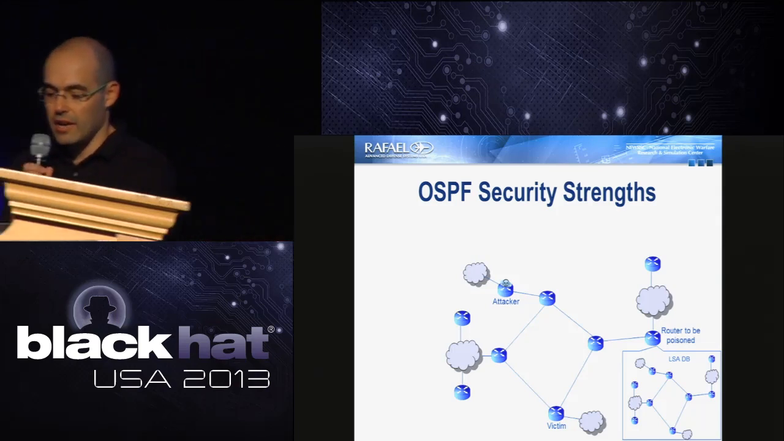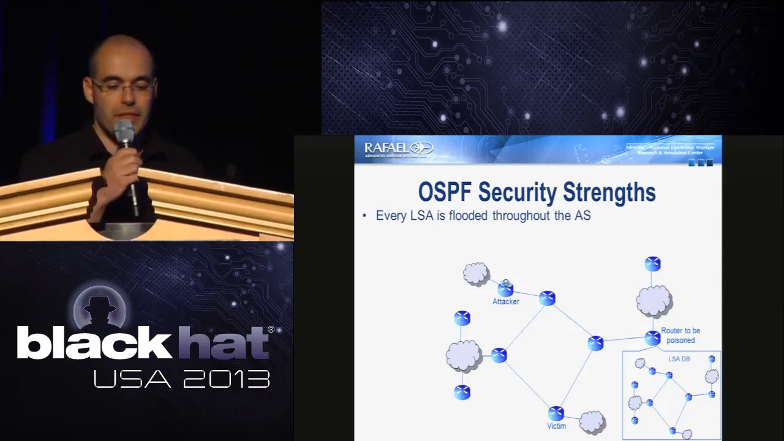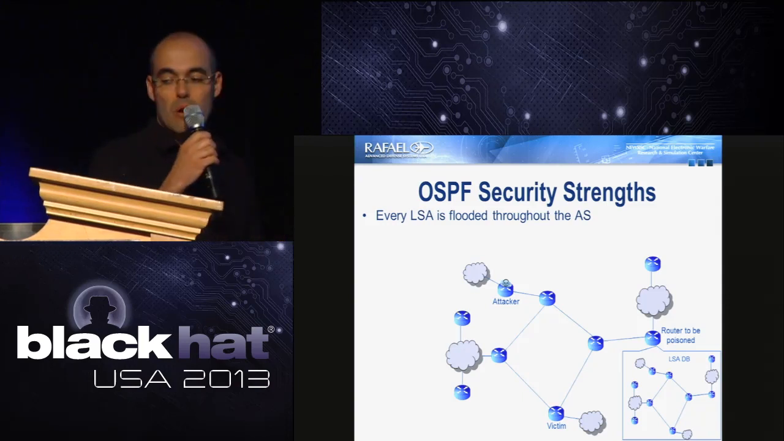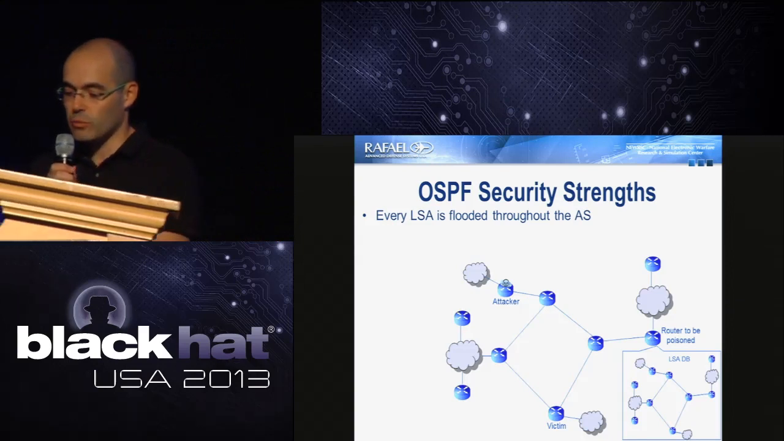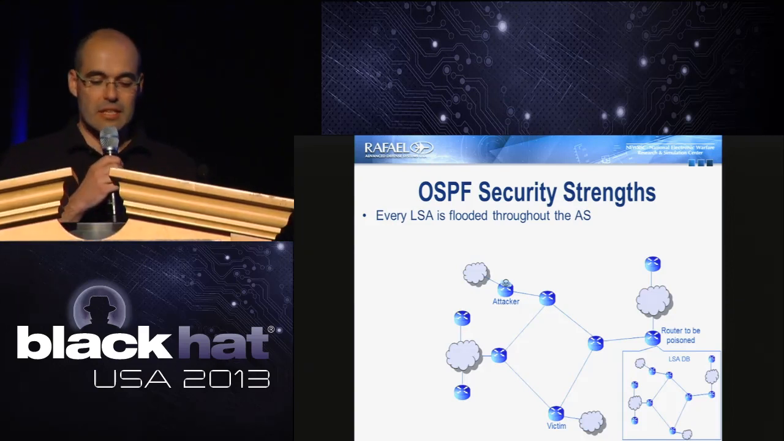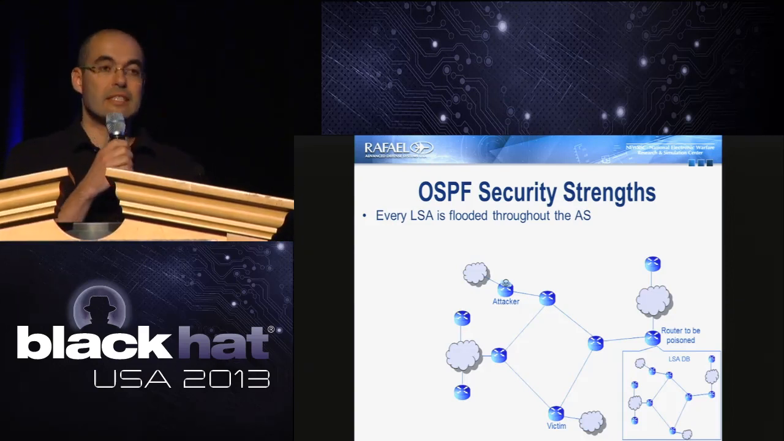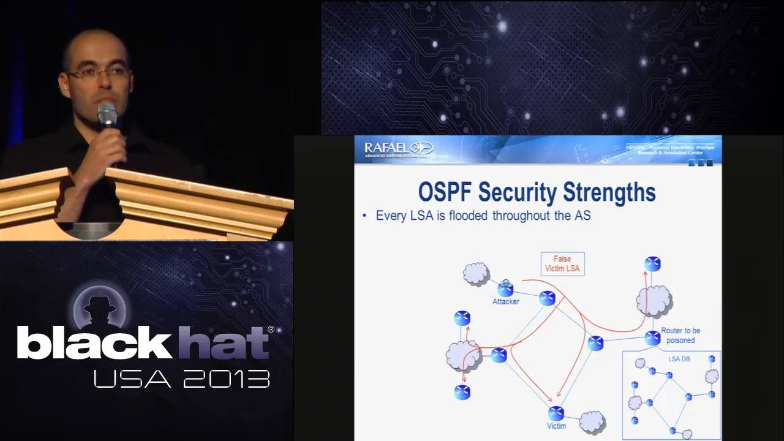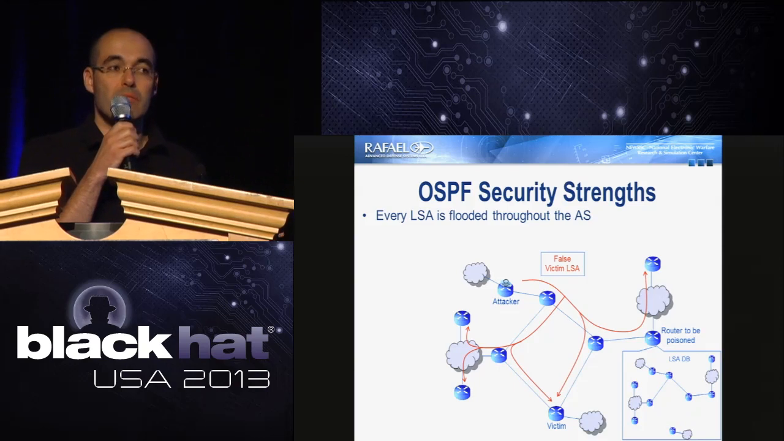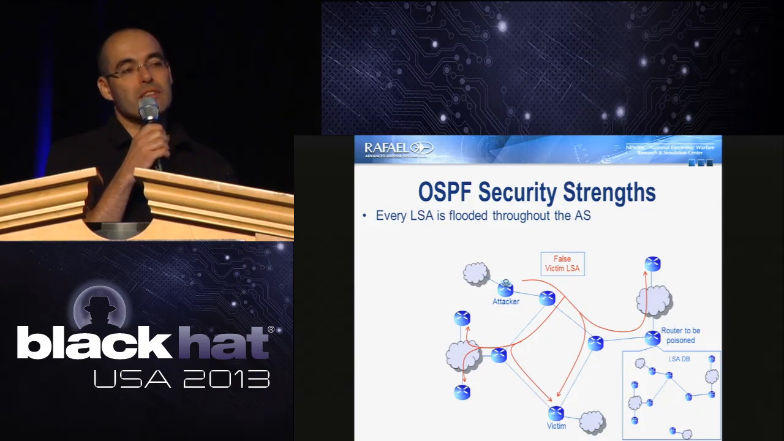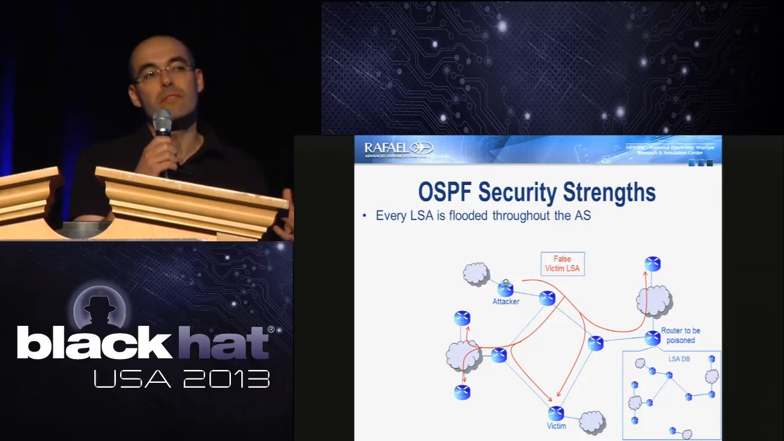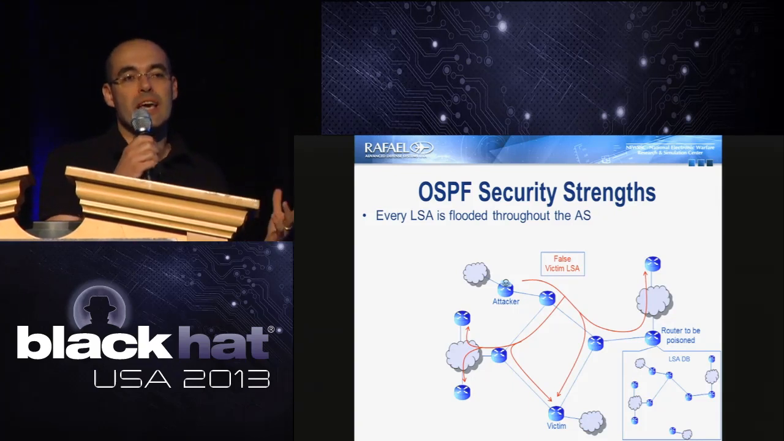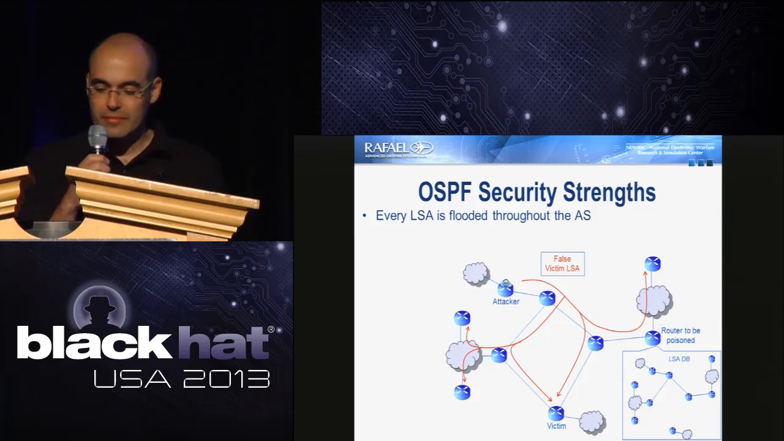Now, the first security strength is that every LSA is flooded throughout the autonomous system. This you already know. This means that once the attacker advertises the false LSA on behalf of the victim, it will simply be flooded throughout the autonomous system. As of itself, this is not a security strength, but it does mean that eventually the victim will receive the false LSA advertised on its behalf.